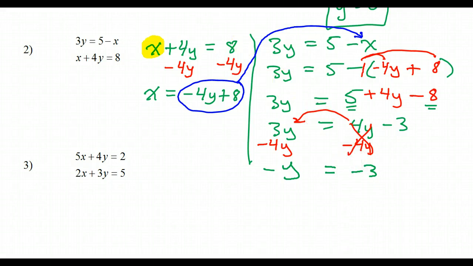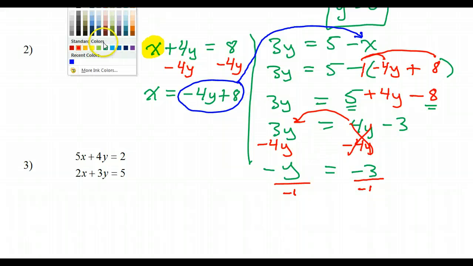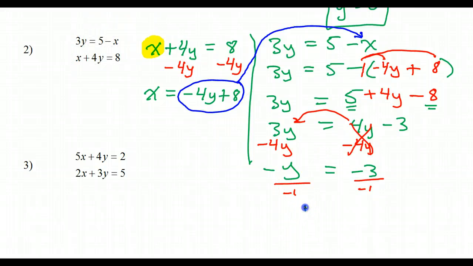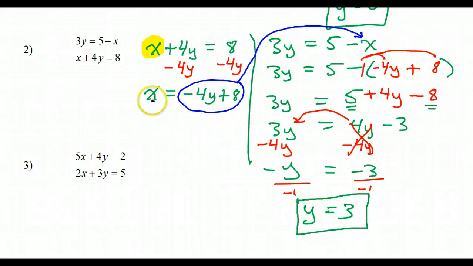So that's pretty close to being finished, except for the negative sign. So you would divide both sides by -1, and that's going to give you y equals +3. Okay, so that is half of your answer. We still need to know the x value though.